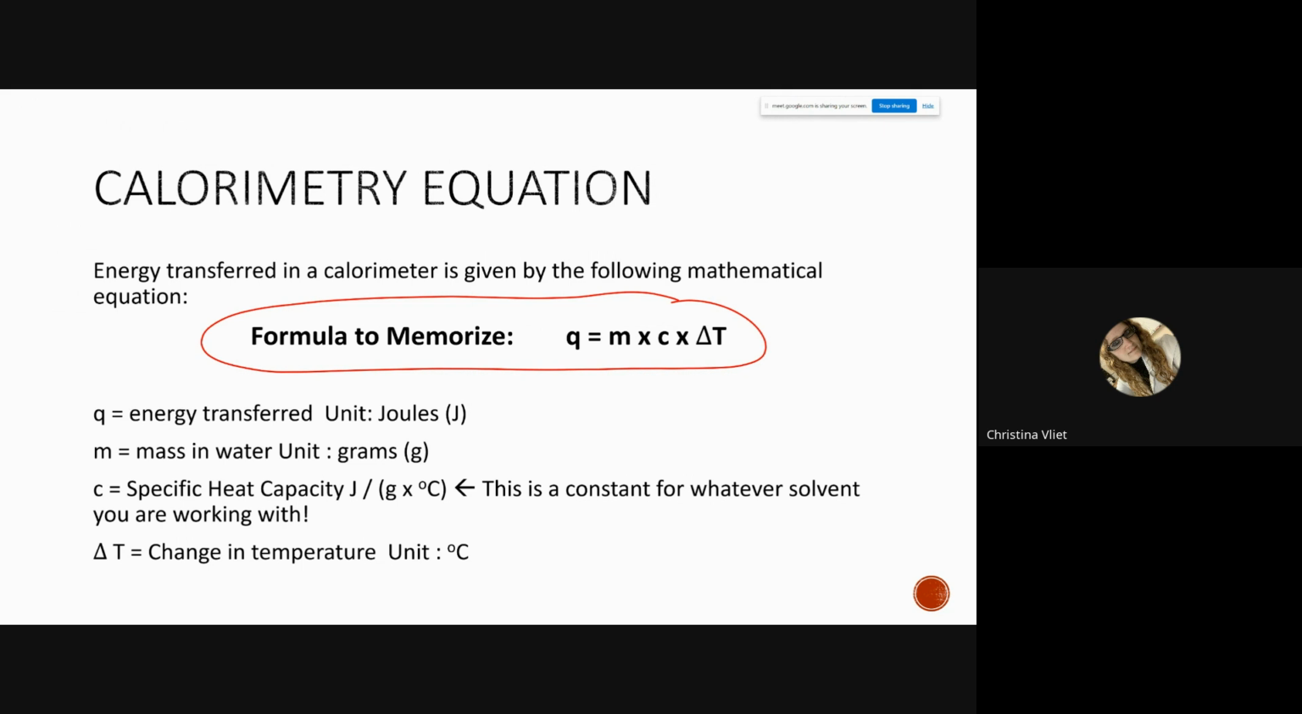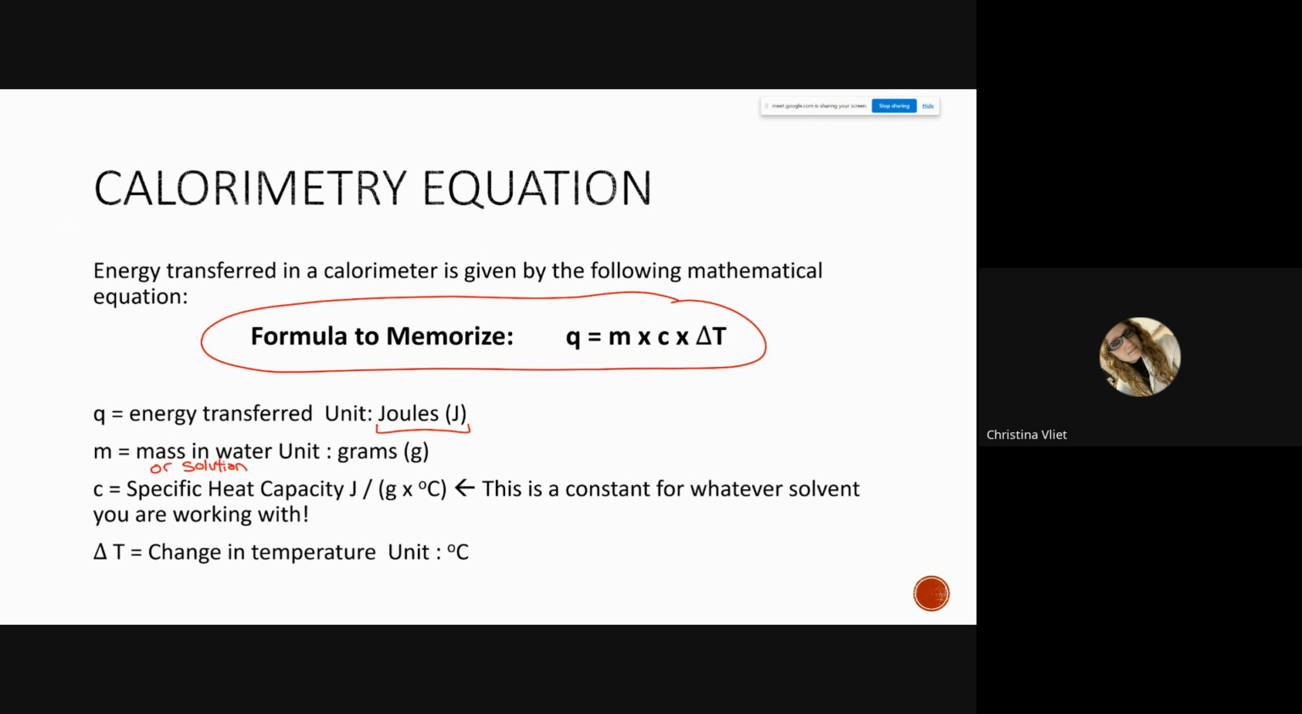Q equals M times C times delta T. What does Q stand for? Let's go over what each of these things stand for. Q is energy transfer. The unit we're going to use is joules. M is mass, specifically of your water or solution. You should write "or solution" here, because it's either going to be water or it's going to be something that's dissolved in water. The unit for mass is going to be grams.